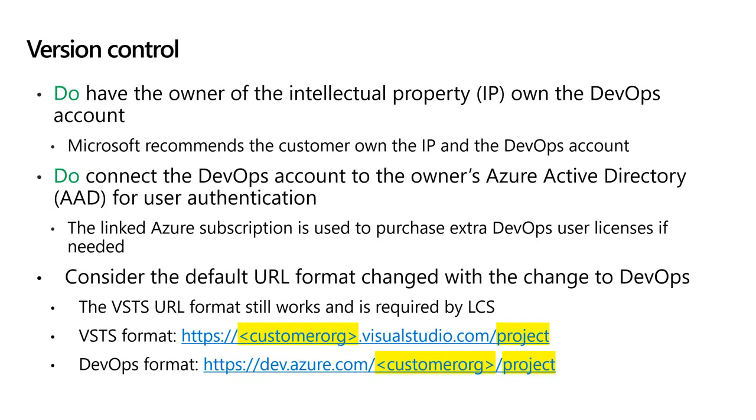When Visual Studio Team Services was renamed to Azure DevOps, there was a URL change. The DevOps URL is more common now, but the VSTS format still works. And when you enter the DevOps URL in LCS, you need to use the VSTS format.